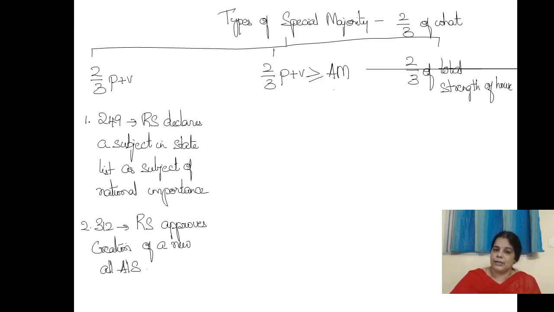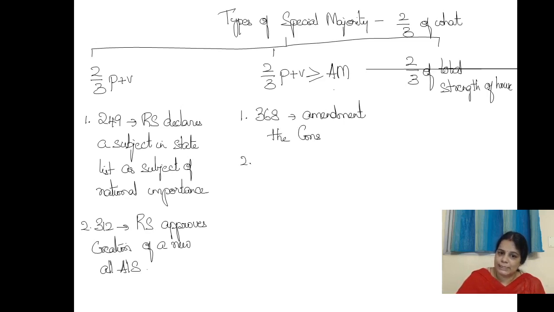2/3 present and voting greater than or equal to absolute majority is used for three purposes. One is Article 368, which deals with amendment to the Constitution. So this majority is required to amend the Constitution. Then we also use this under Articles 124 and 217 to remove judges of Supreme Court and High Court. So anybody who is removed along with judges of Supreme Court and High Court, it is 124.